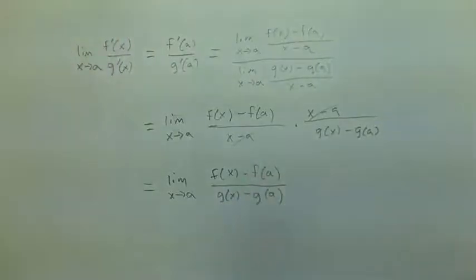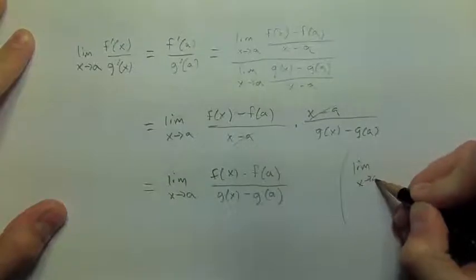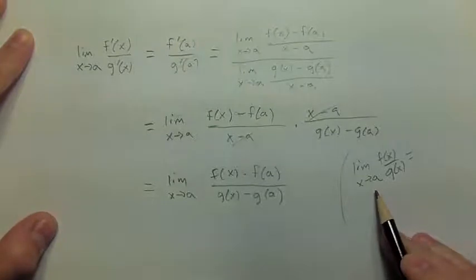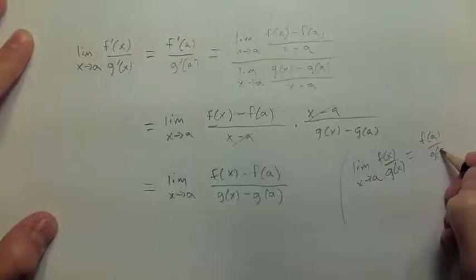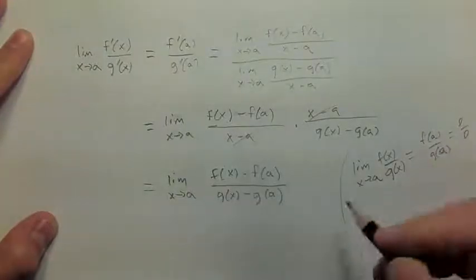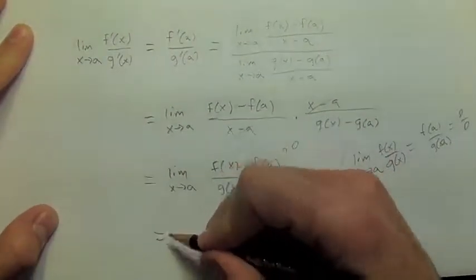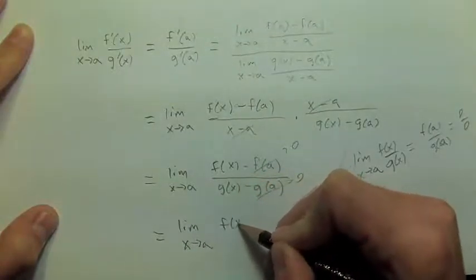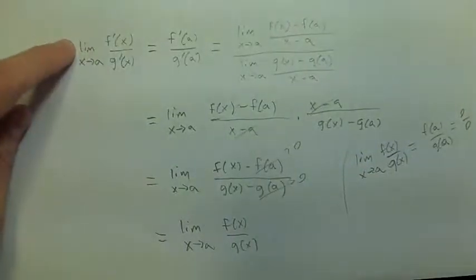And we're basically a step away, because the reason we needed to use L'Hopital's rule is because the limit as x goes to a of f of x over g of x was 0 over 0. So when we plugged a into f and g, we got f of a over g of a, which was 0 over 0. So f of a is 0, and g of a is 0. So we actually end up getting that this is equal to the limit as x goes to a of f of x over g of x.